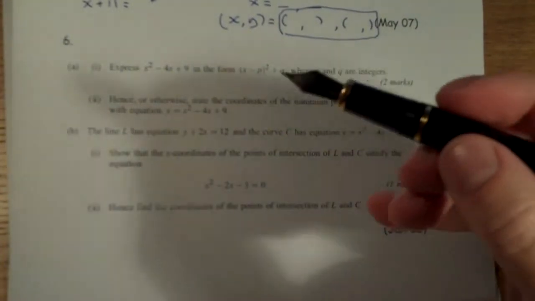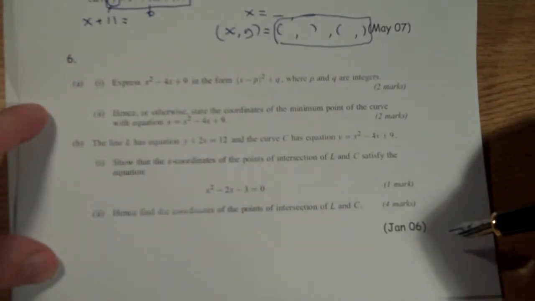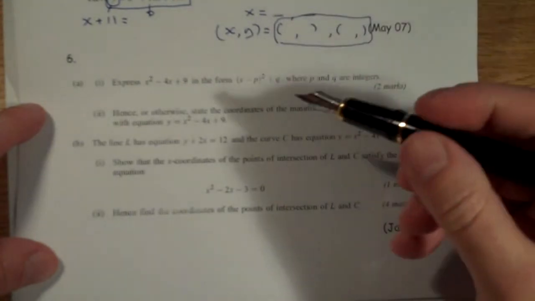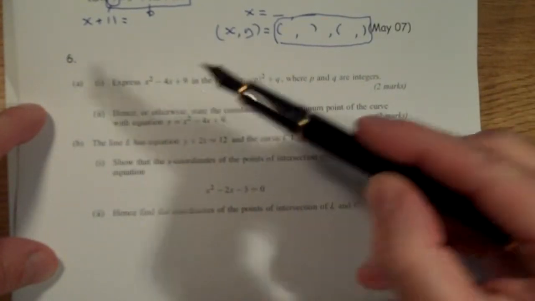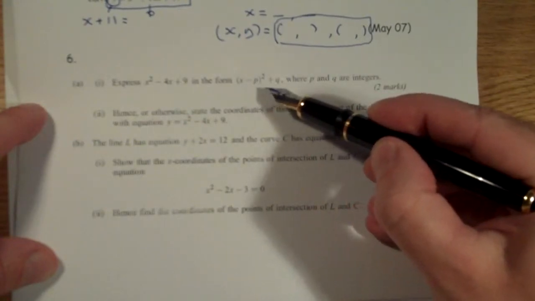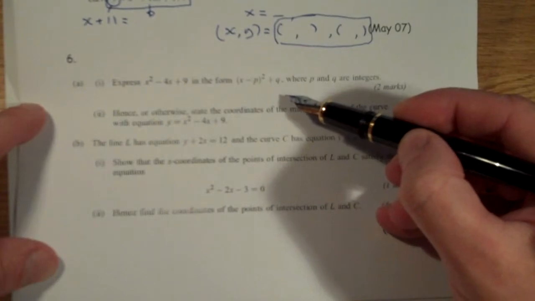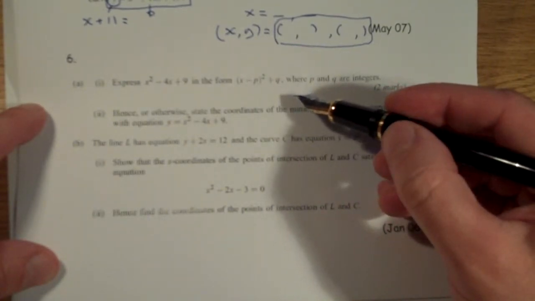And this is the last question on the Core 1 Chapter 1 homework. It's question 6, which is a question from the January 2006 paper. It starts off with expressing x squared minus 4x plus 9 in the form (x minus p) squared plus q, which you recognise as being the method of completing the square. If you've forgotten how to do that, you can look it up in your Chapter 1 notes booklet.